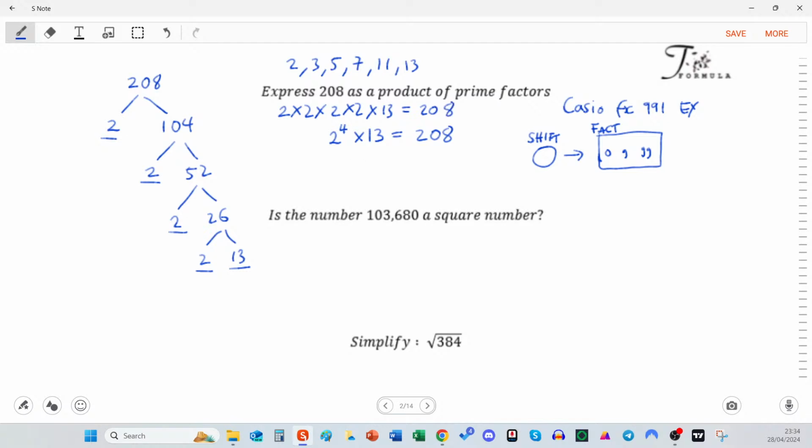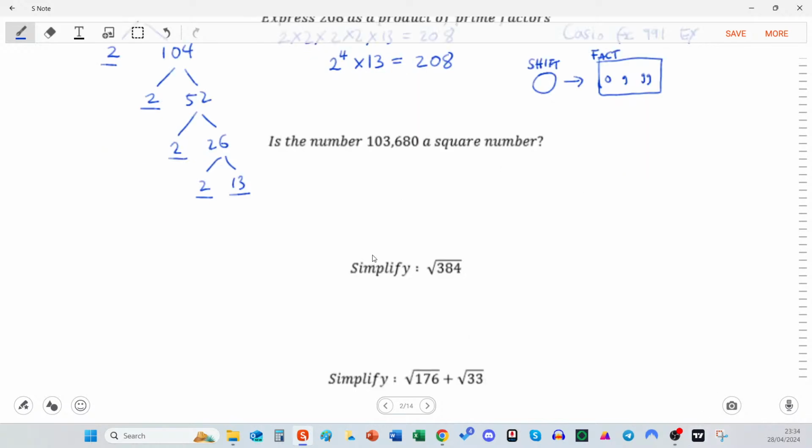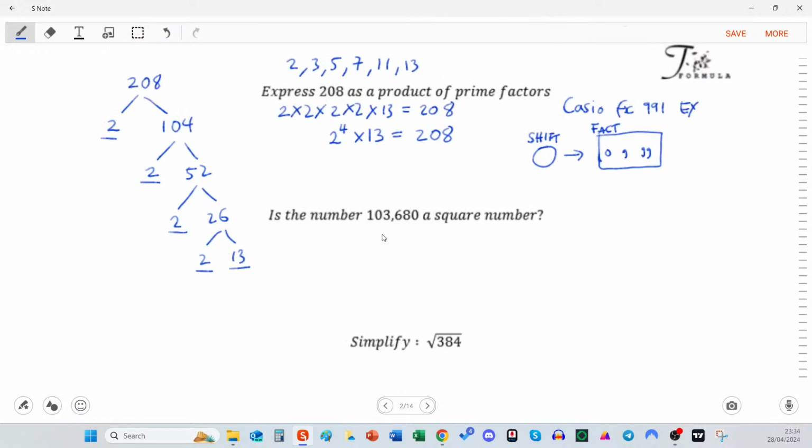So there you go. Final answer. Is 103,680 a square number? This is the best use of prime numbers at the early stages, because of this idea of these prime factors that you can break numbers into. You can see whether they are written as pairs.